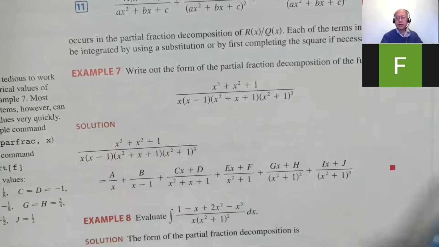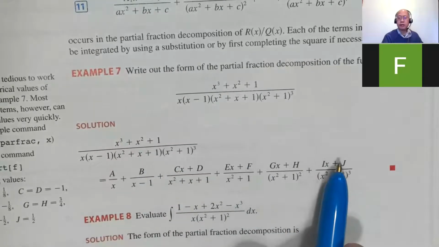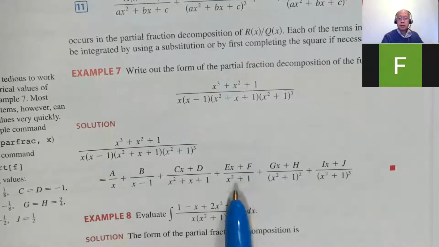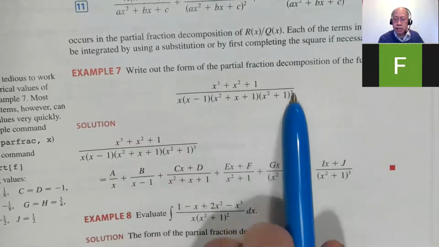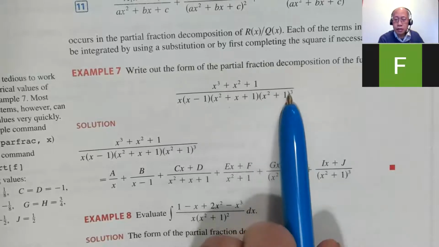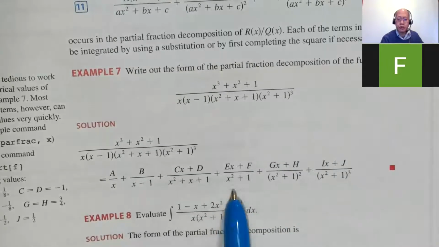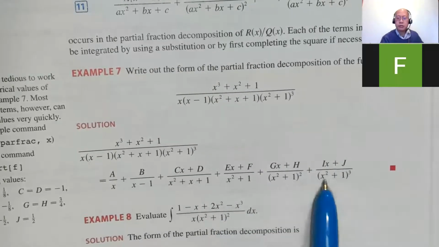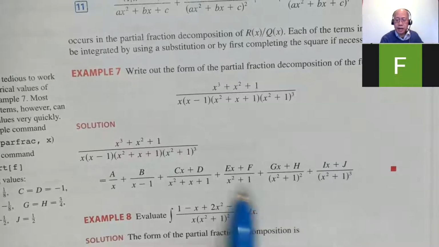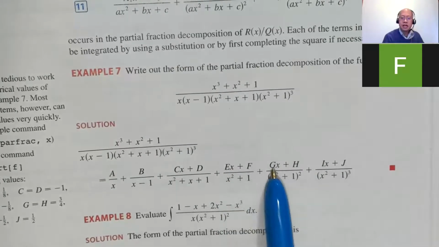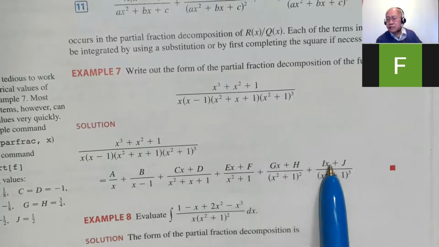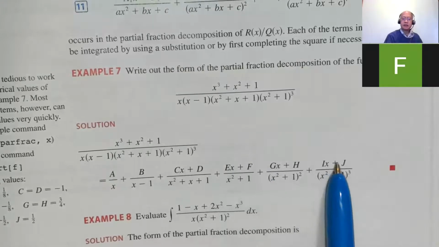Even if it goes all the way to z, you can start using the Greek alphabet or any other alphabet. So just like case 2, if there's a repetition, x squared plus 1 cubed, then I say x squared plus 1, x squared plus 1 squared, x squared plus 1 cubed. And since these are irreducible quadratics, linear, linear, linear. So ex plus f, gx plus h, ix plus j. Kind of hard to say all that stuff. And that's the way it works.